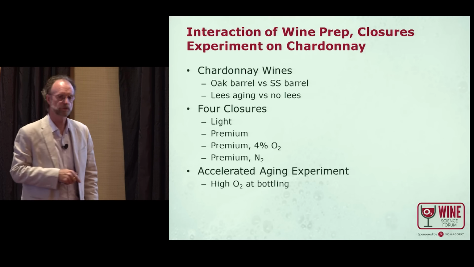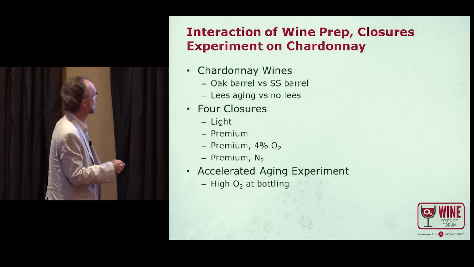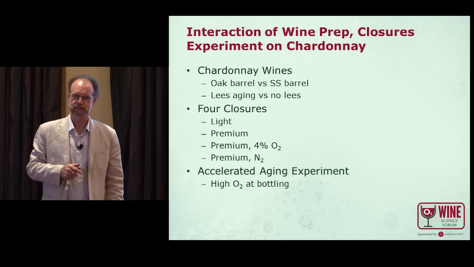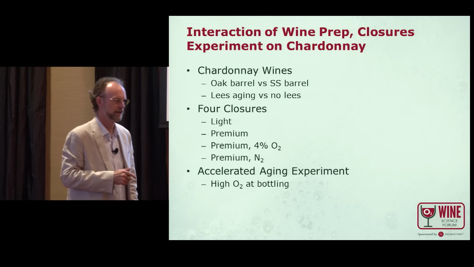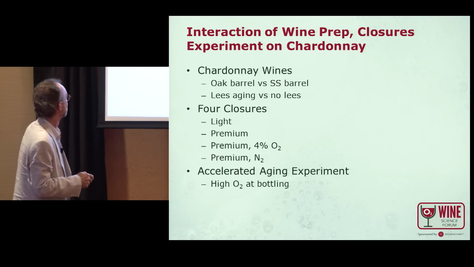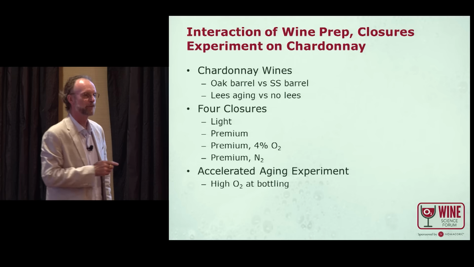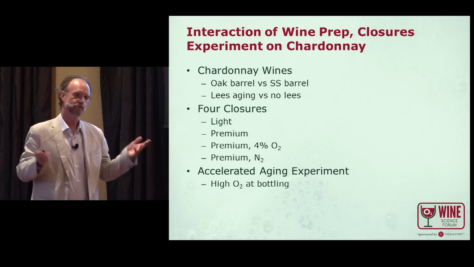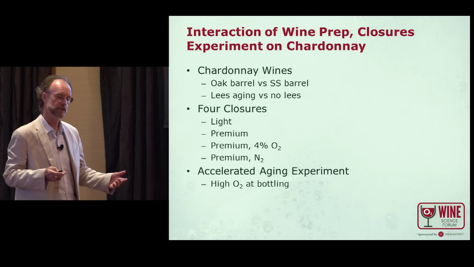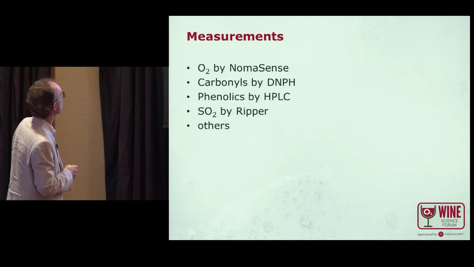And since we totally screwed up the bottling, we decided to call this an accelerated aging experiment. This was our very first bottling trial, which actually we did use a commercial bottling line. But at the end of the day, we had so much oxygen in the wine that it would have been off all the charts. It was that bad. Anyway, but it did give us an opportunity to look at what happens when you have a lot of oxygen that comes in, and we have some interesting data as a result.